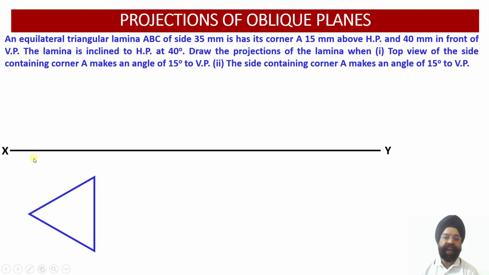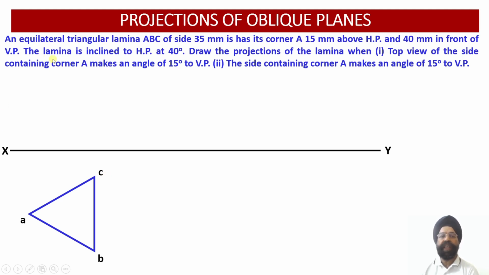So accordingly we have to draw this true shape of the equilateral triangular lamina. So we have to leave first of all 40 millimeter distance from the XY line, that is, this is the distance in front of the vertical plane. So let us do the labeling A, B, C. Initially we are assuming that this lamina happens to be parallel to the horizontal plane.